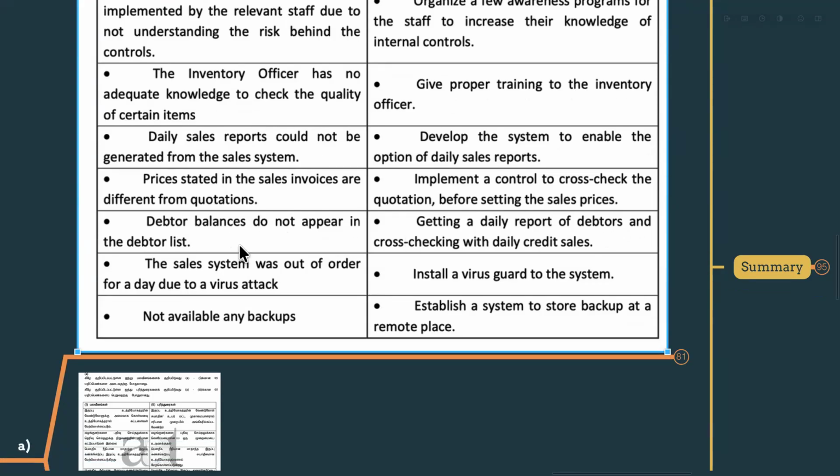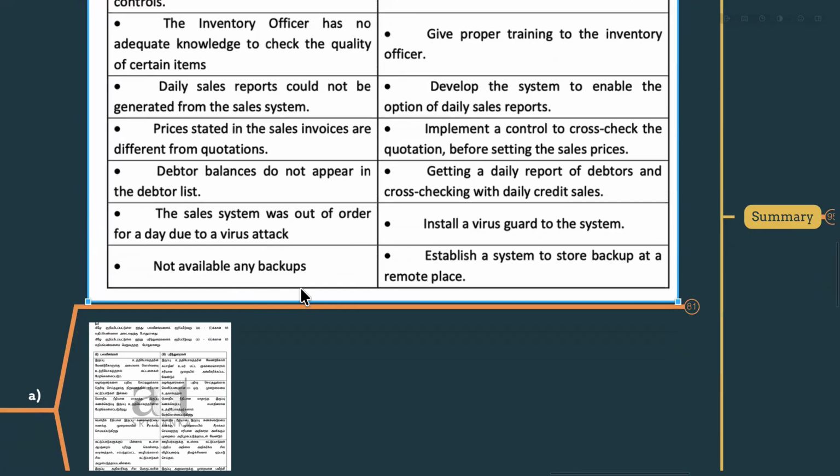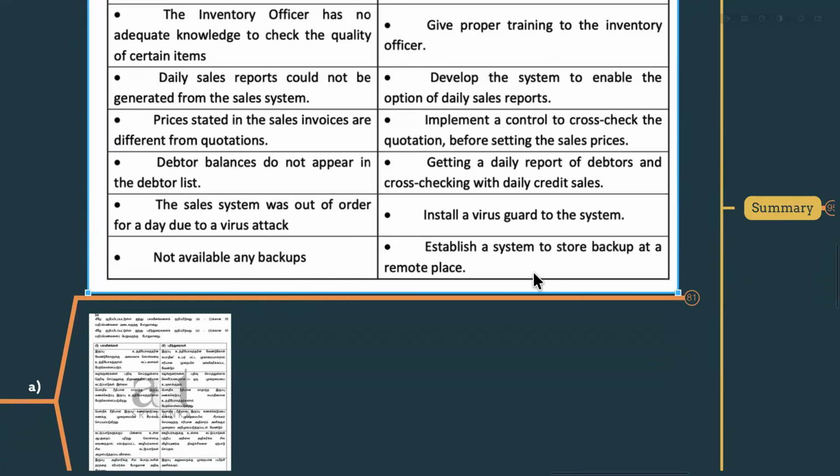And debtor balances do not appear in the debtor list. We have to get a daily report of debtors and cross-check with the daily credit sales. The sales system was out of order for a day due to a virus attack. We have to install a virus guard. Not available in any backups. Establish a system to store the backup at a remote place.